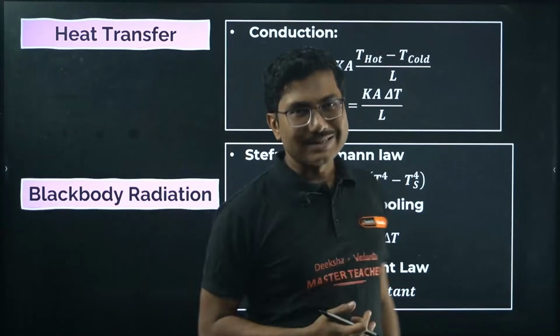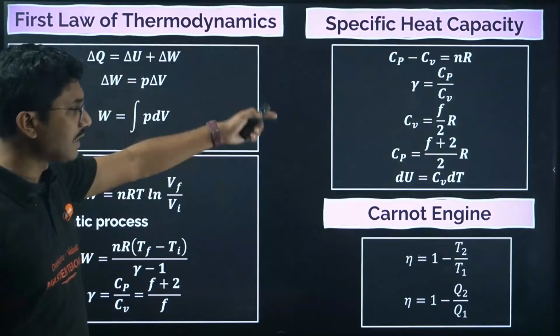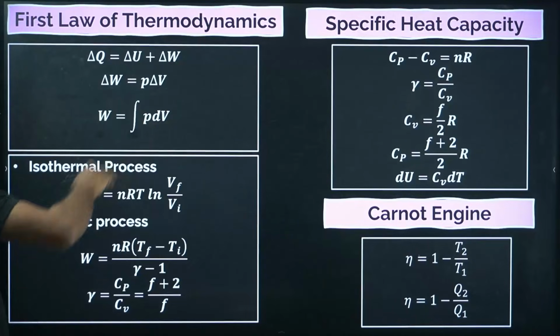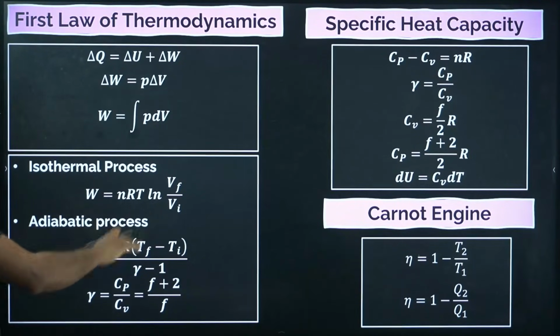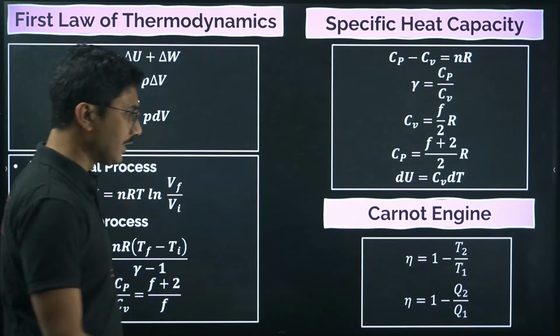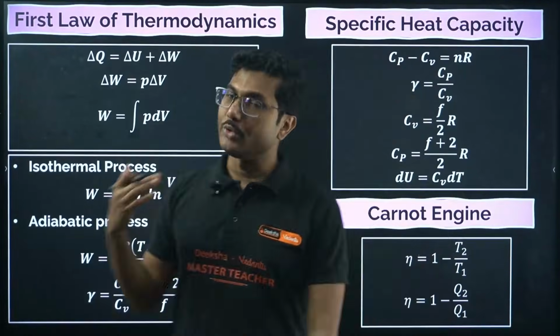Next, thermodynamics. In thermodynamics, we have specific heat capacity, Carnot engine related formulas. We also have the basic first law of thermodynamics. We have the isothermal process. What is the formula for the isothermal process? What is the formula for the adiabatic process? What is the relationship between gamma, Cp and F degrees of freedom? So everything is mentioned over here, so you can revise them quickly.